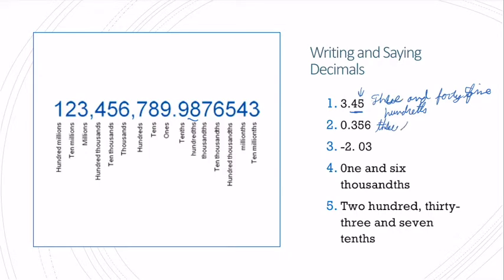I can't spell. 300, no "and", 56 thousandths, right? We've got 1, 2, 3, tens, hundreds, thousands. So we have 356 thousandths. Last but not least, we have -2, because decimals can be negative, right? We have -2, and that "and" denotes our decimal place. I've got 3 hundredths.